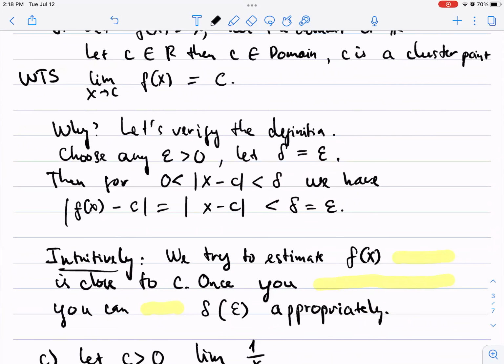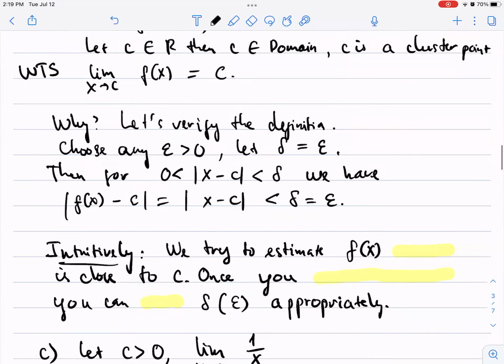Choose any epsilon bigger than 0. Here we're going to let delta equal epsilon. Then for any x with 0 smaller than the absolute value of x minus c smaller than delta, we have f(x) minus c equal to x minus c. So in absolute value, this is smaller than delta, and by the choice of delta we made earlier, this is smaller than epsilon.